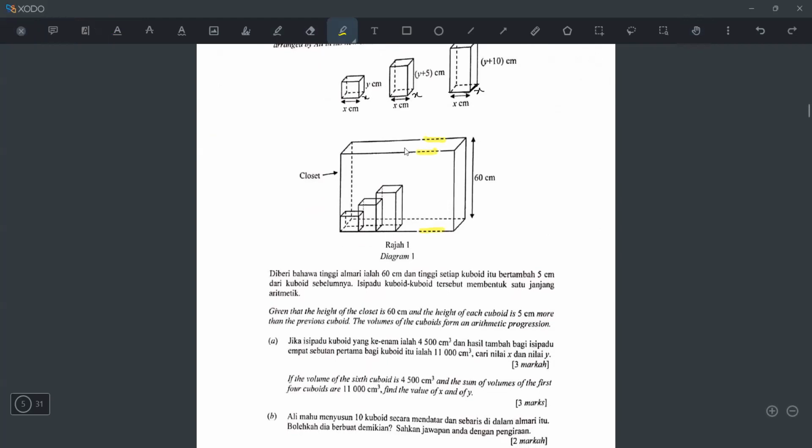Yeah, this will be very important later on. Okay, but for now, let's read the question first. Given that the height of the closet is 60 cm, we can see that. So this is a closet, it means the part where you put the clothes.